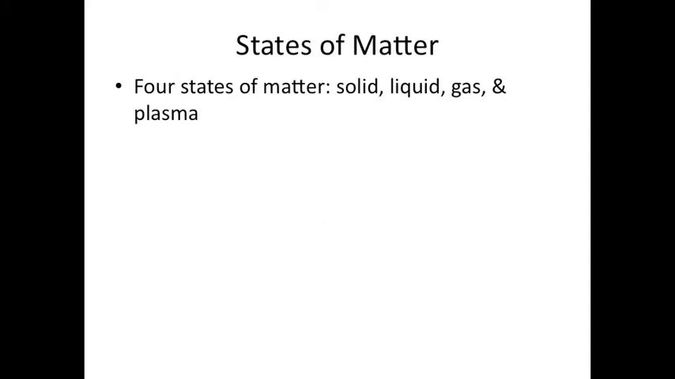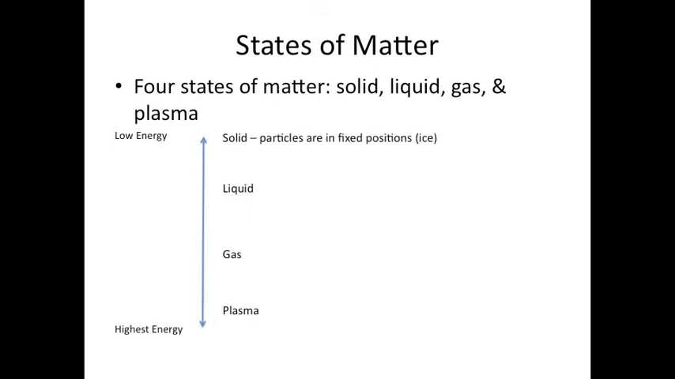Now let's return to the four states of matter that we learned about back in Section 2-1: solid, liquid, gas, and plasma. The four states of matter can be arranged in order from the lowest amount of energy to the highest amount of energy between its particles. Sounds a little complicated, but a solid has particles that are in fixed positions, like ice, so they have very low amounts of energy.